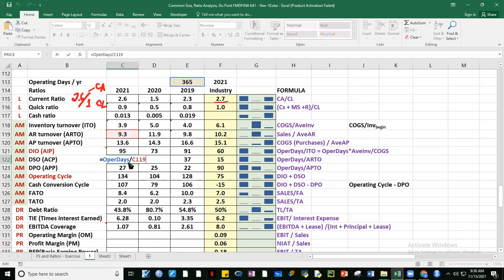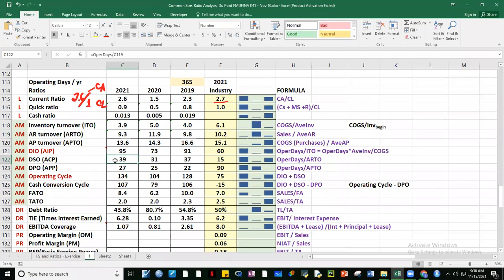Guys, kino-convert natin si ARTO. So that's operating days divided by ARTO. Okay. Related yung ACP to ARTO. Okay? Para magkapatid yung dalawang yan. They give the similar measures. ARTO nga lang, number of times a year. Itong DSO, number of days.